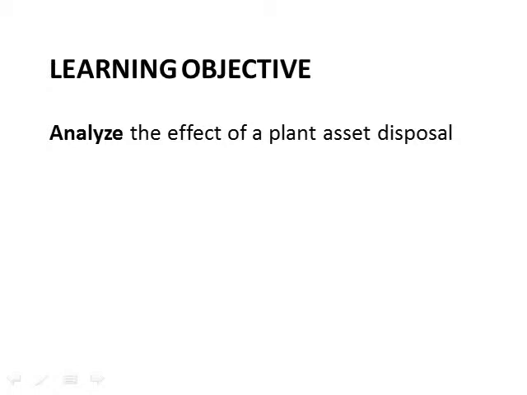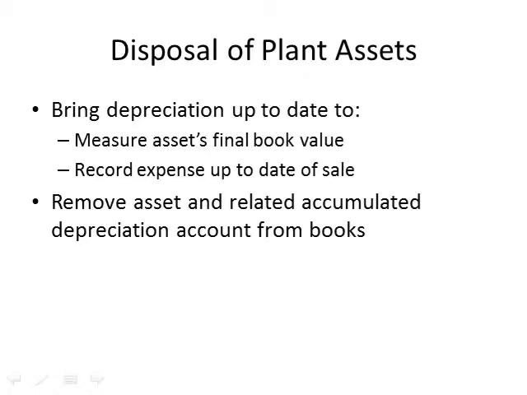Our next learning objective is to analyze the effect of plant depreciation or plant asset disposal. Eventually a plant asset ceases to serve the company's need. The asset may wear out or may become obsolete. Before accounting for the disposal of the asset, the business should bring depreciation up to date. The key to this is to measure the asset's final book value and record the expense up to the date of the sale. To account for disposal, remove the asset and its related accumulated depreciation from the books.